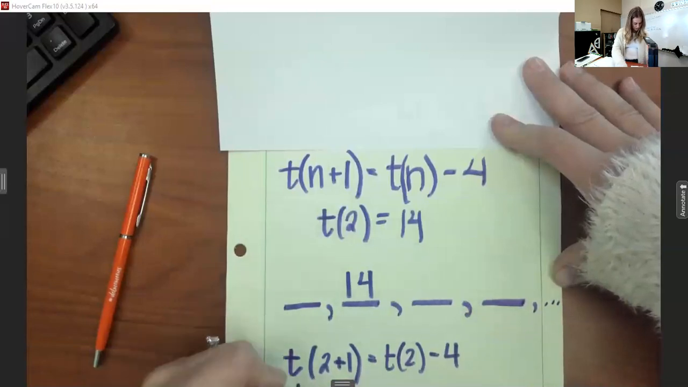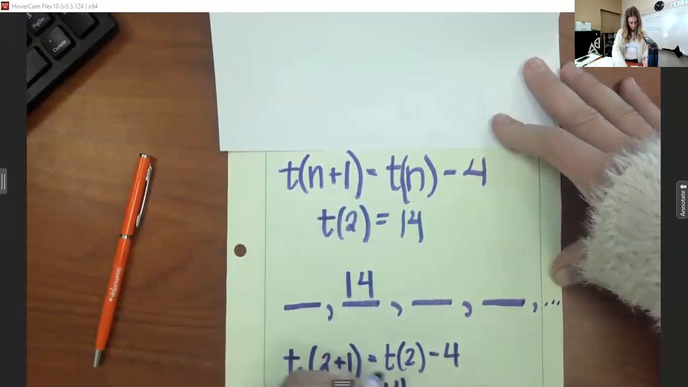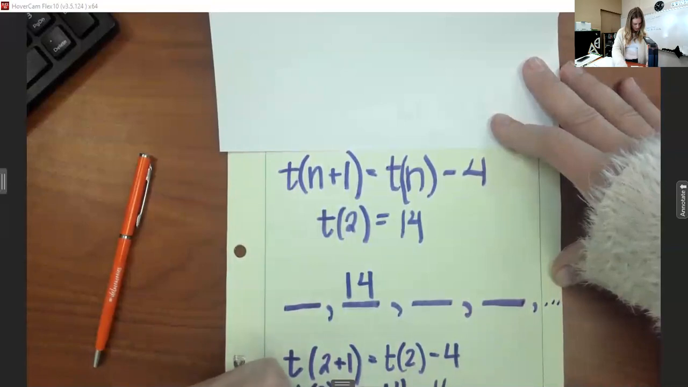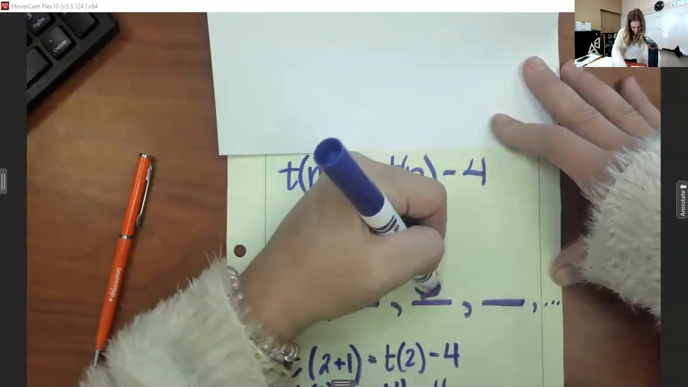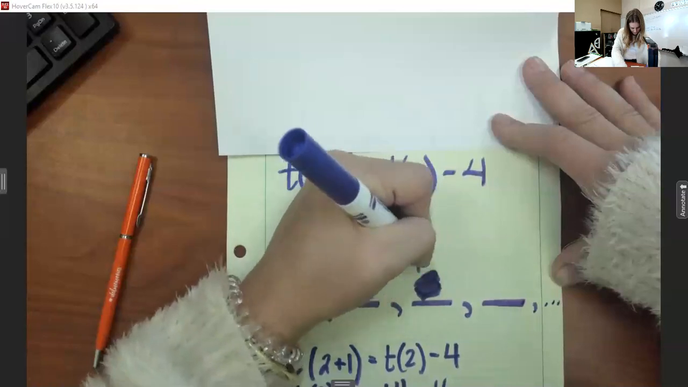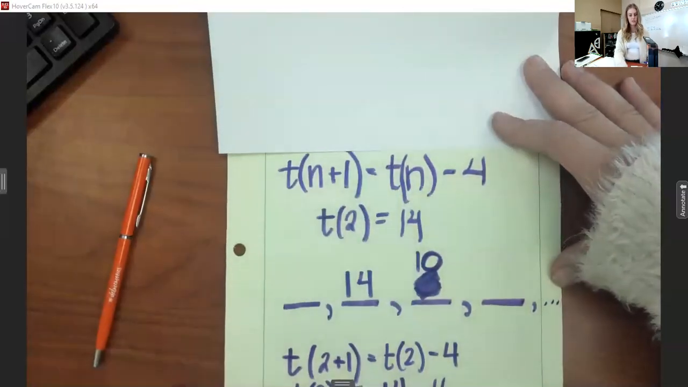2 plus 1 is 3. So this will give us the third term. And we know what the second term is, where t of 2 is equal to 14. So if we continue our work down, t of 3, the third term, should equal 10. And let's check. I just wrote 3. I don't know why. Third term. That's why I wrote it. It would be 10. Okay, let's check back to our original sequence and see if that's true.